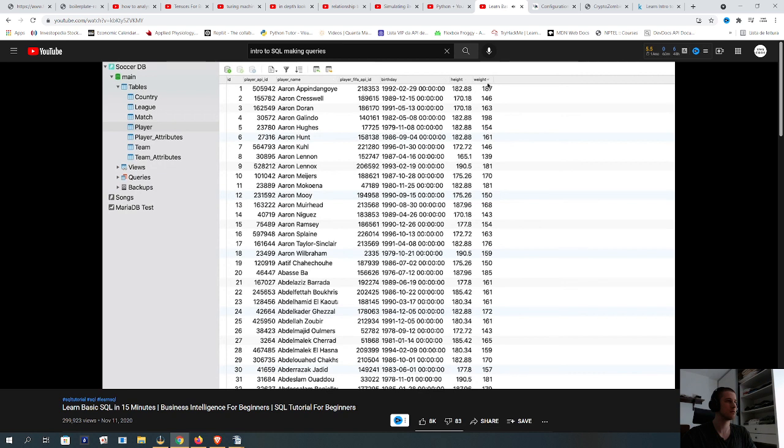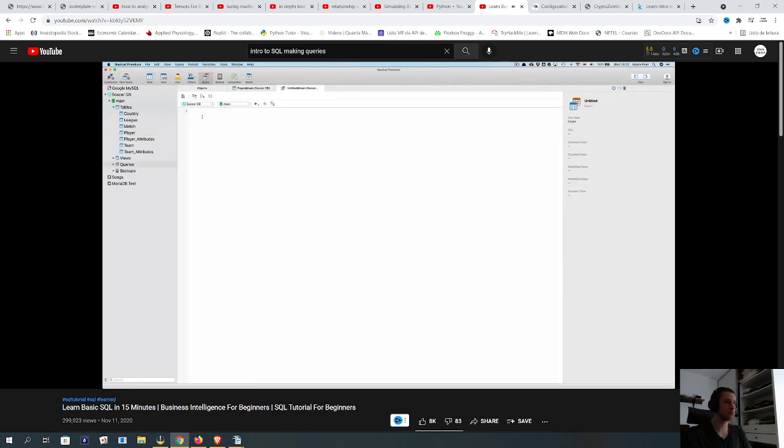What I want to do is write SQL queries and ask the database to return specific data from this table. So I'll open a new query window. Now, when we're asking for data, we're using what's called a select statement. So that's what we need to write first. And if we want to return the whole table in the result, we do so with a star.